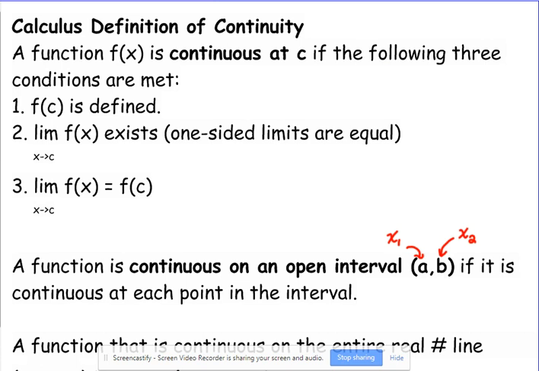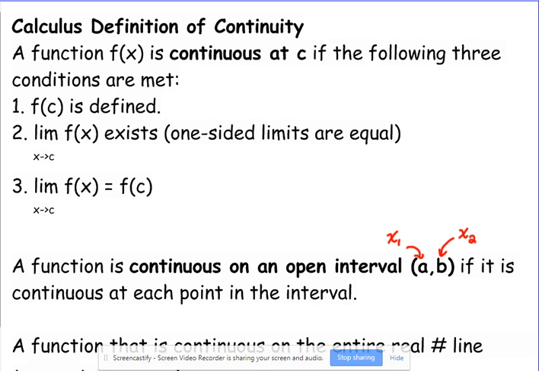You've got to know this definition. You've got to know the three parts, because if you are asked on a quiz or something like that to explain whether a function is continuous, you have to give these three reasons.